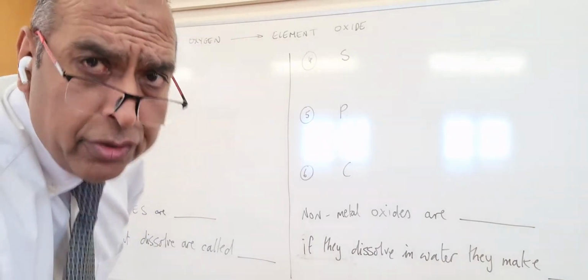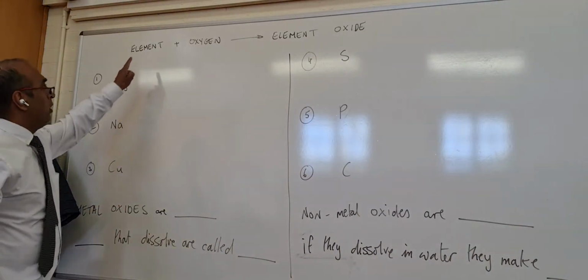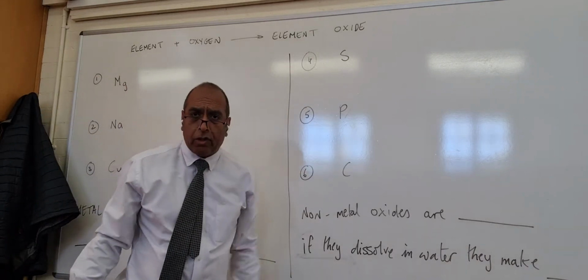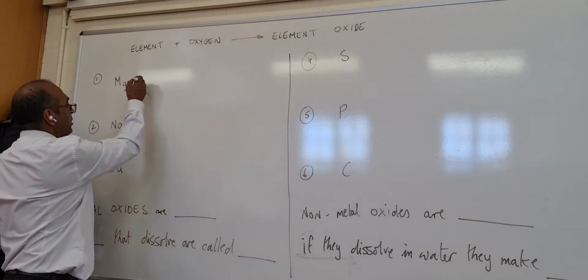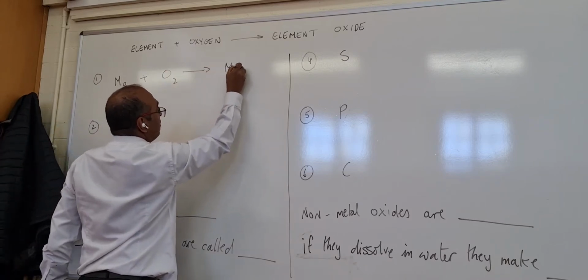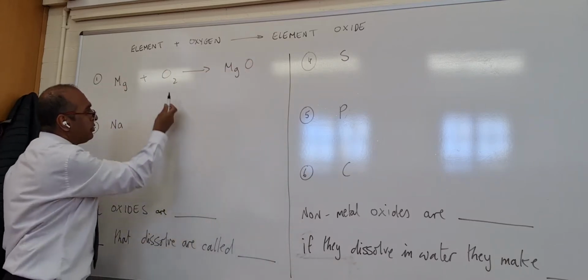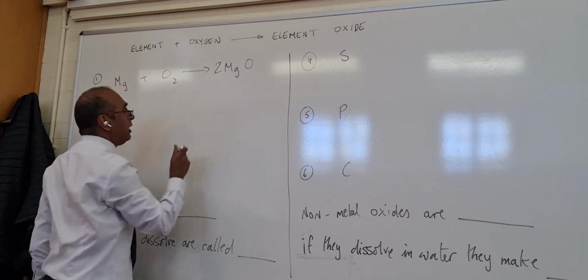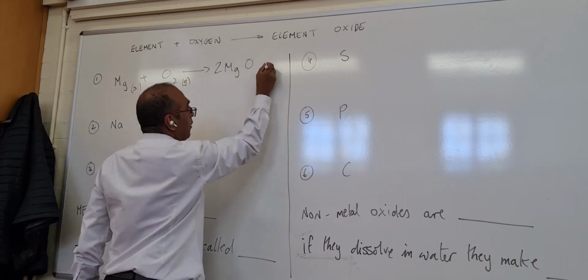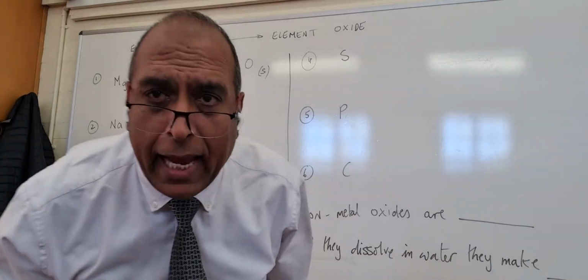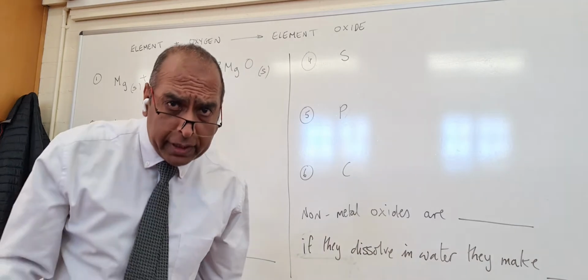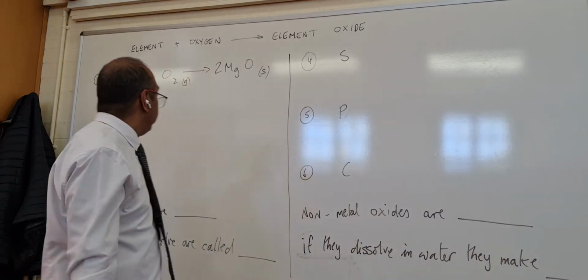I want you to know the following. Last lesson, element with oxygen makes element oxide. So magnesium with oxygen makes magnesium oxide. To balance it up, the two oxygens need a big 2 there. Magnesium solid, oxygen gas, magnesium oxide. That was the white ash. The white ash you saw in the recordings that you've hopefully already seen.